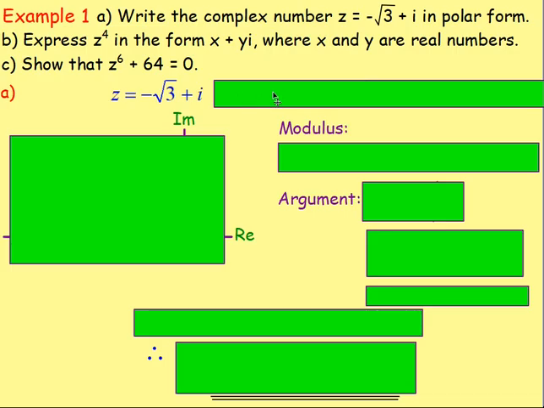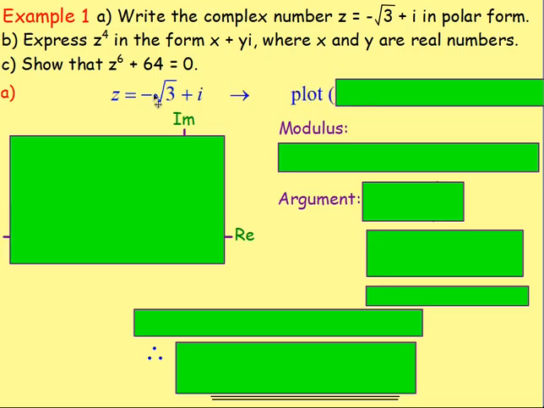You know from the previous lessons, what you want to do is take the real part and take the coefficient just of i, the imaginary part as well, and plot that on your Argand diagram. So here we've got this negative root 3 and we've got 1i. So we're wanting to plot negative root 3, 1.